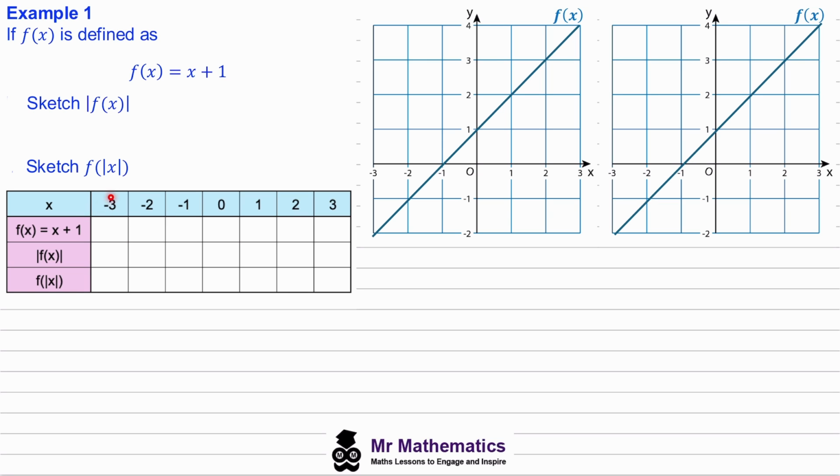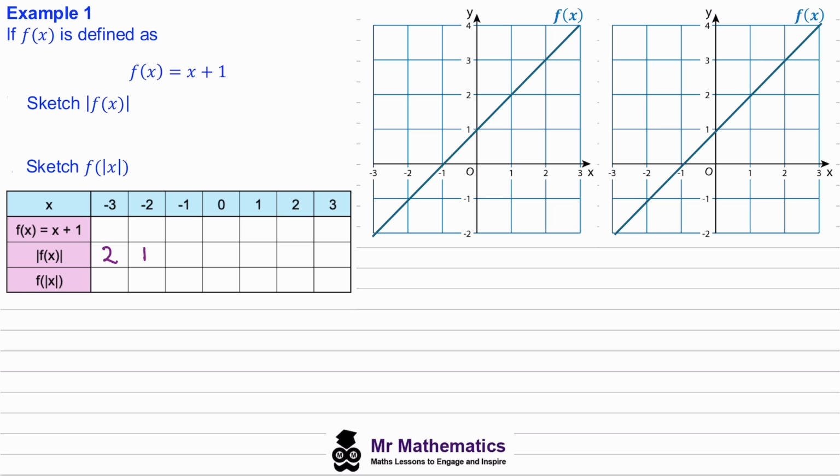When x is negative 3, we'll substitute that into here, and we get negative 2. But the modulus of that negative 2 would make it positive 2. When x is negative 2, we substitute that in and we get negative 1. When we take the modulus of that, we get positive 1. So what do you think will go here? Can you see a pattern?